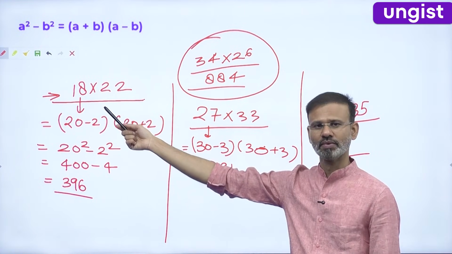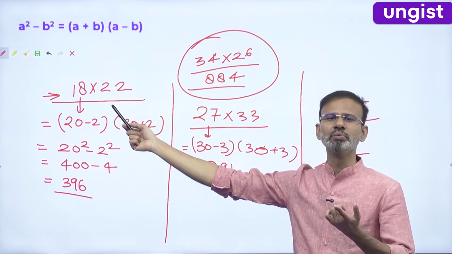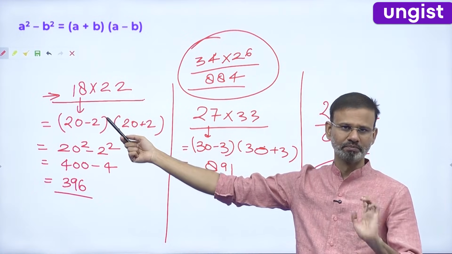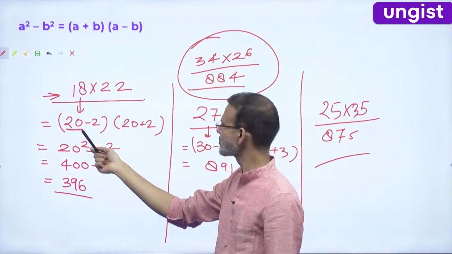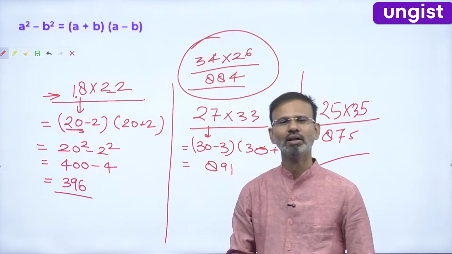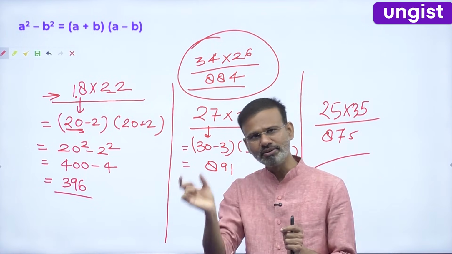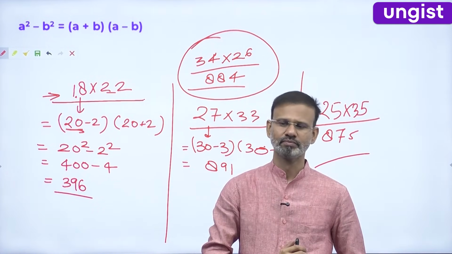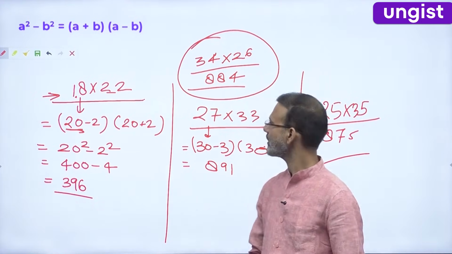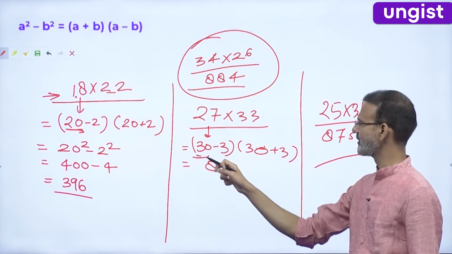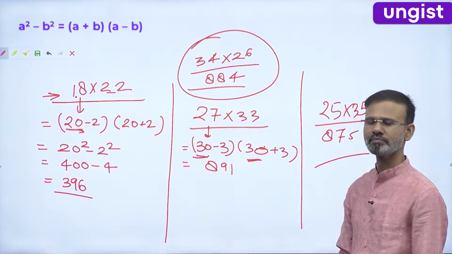first. One is 18, another is 22. Average is what? Average is 20. Right? This 20 is what? This 20 is the average of these two numbers. Because average will have the same variation on both the ends. Correct? Similarly, this is what? This is 30. 30 is the average.